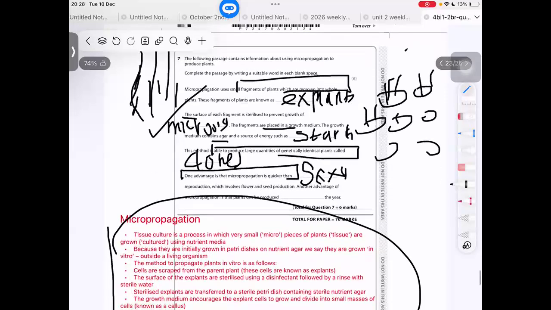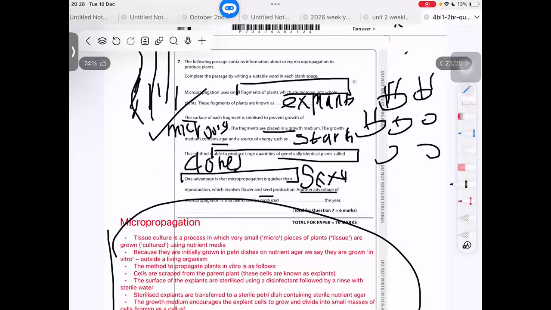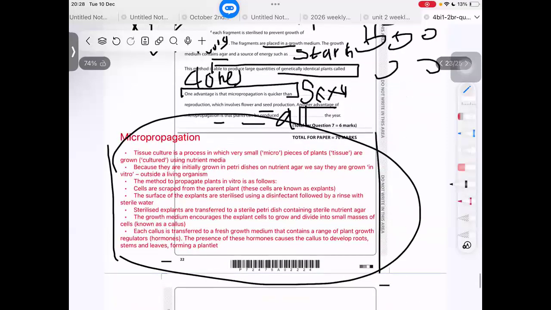It does not involve flowers and seed production. Another advantage of micropropagation is that plants can be produced all year, at any time of the year. Since we have 2 minutes, I'll quickly go through this micropropagation.